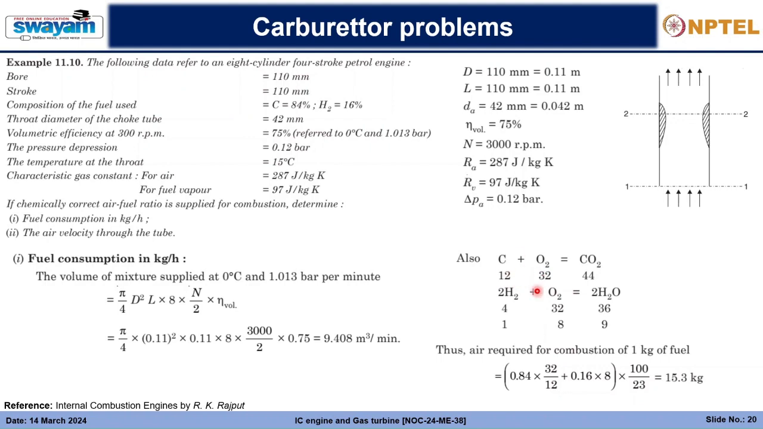Why 32 by 12? Because 32 divided by 12, plus 0.16 into 8, that is 16% hydrogen into 8, is 8 of the oxygen atoms divided by 1. So 8 into 100 by 23, that is 15.3 kg of air for every 1 kg of fuel. So that is basically the air fuel ratio. The air fuel ratio will be 15.3.